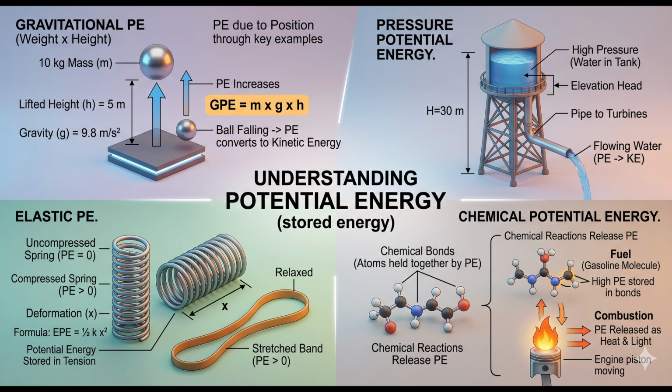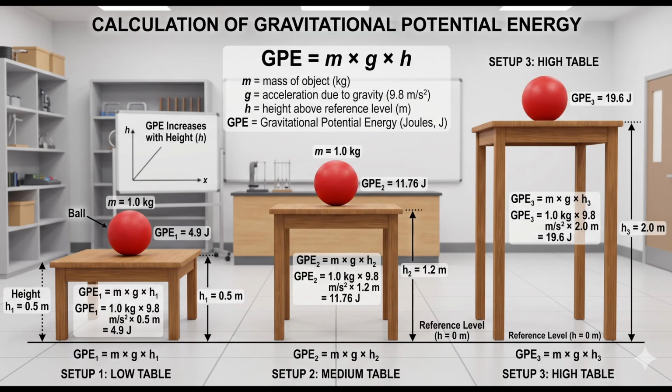The energy stored in an object because of its position or state is called potential energy. This energy is relative and increases as we go to greater heights from the surface of the earth. We can see in this diagram, as the height increases, the potential energy, or gravitational potential energy, also increases.